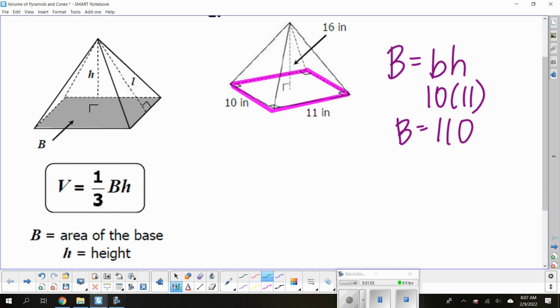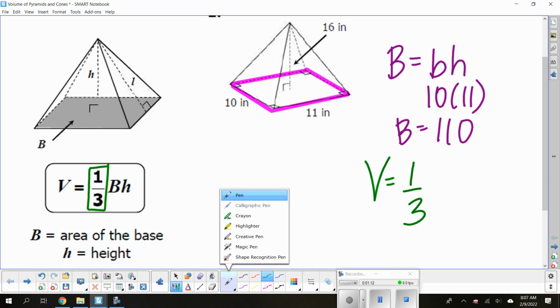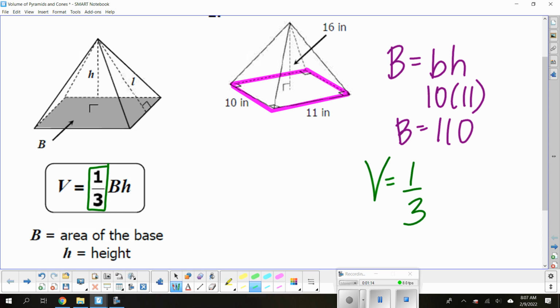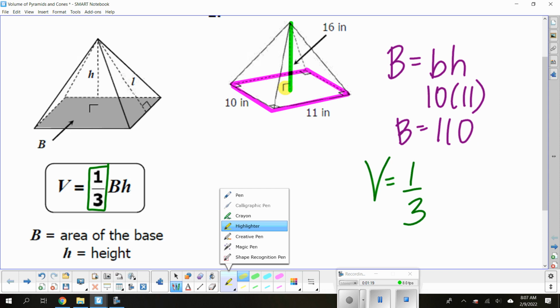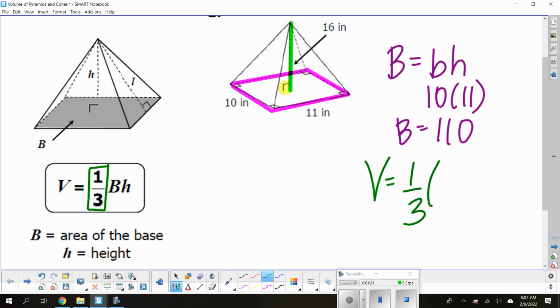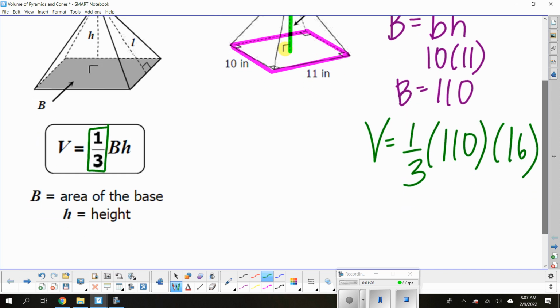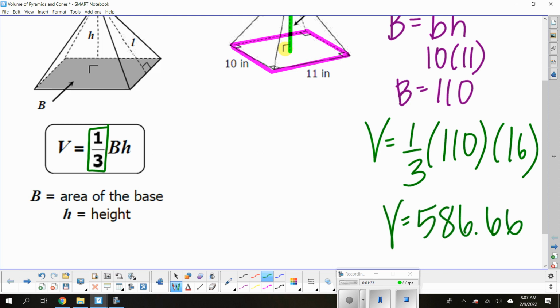Okay, now to go to volume, we have to do a couple things. We need a 1/3, that's new, for pyramids. And then again, I need that height. So that height must drop down, it must be perpendicular to the base. So I know it's perpendicular to the base, is my right angle right there. So my overall height is 16. So the area of your base, you take times 16. Make sure you remember that 1/3. So our volume here is going to be 586.66 feet cubed.